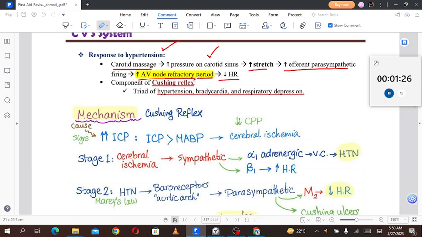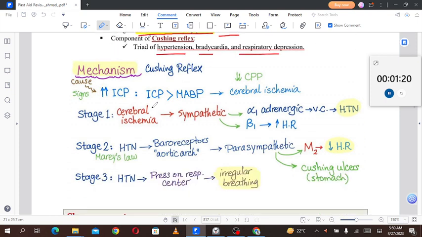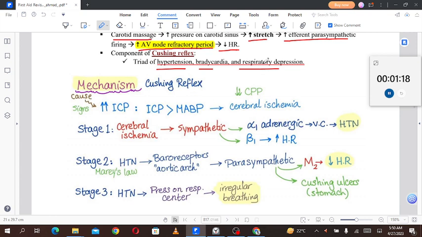Component of the Cushing reflex. Cushing reflex is a triad of hypertension, bradycardia, and respiratory depression. Let's discuss this flow sheet and then we'll come to the Cushing reflex. So let's go to the Cushing reflex because this is about Cushing reflex. Cushing reflex is basically increased intracranial pressure due to any reason.